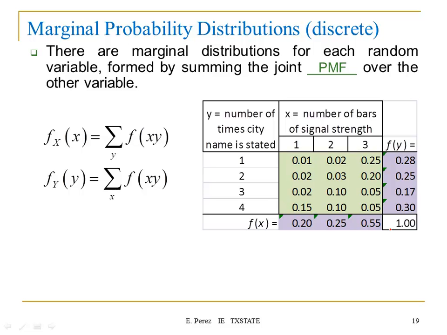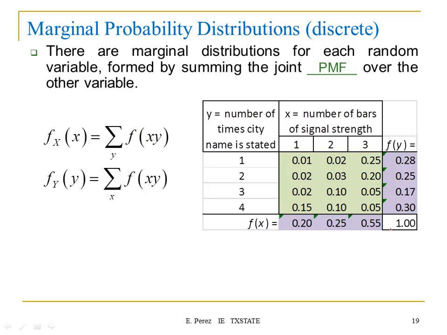Same thing for 2. If you sum along the y, you will get the marginal for f of x equals 2, which means that the probability for this case, in which you have 2 bars, is 0.25. Again, we are not talking about having 2 bars and repeating the name 3 times. We're just talking about the random variable for x, which is the number of bars. So what is the probability of having 2 bars?